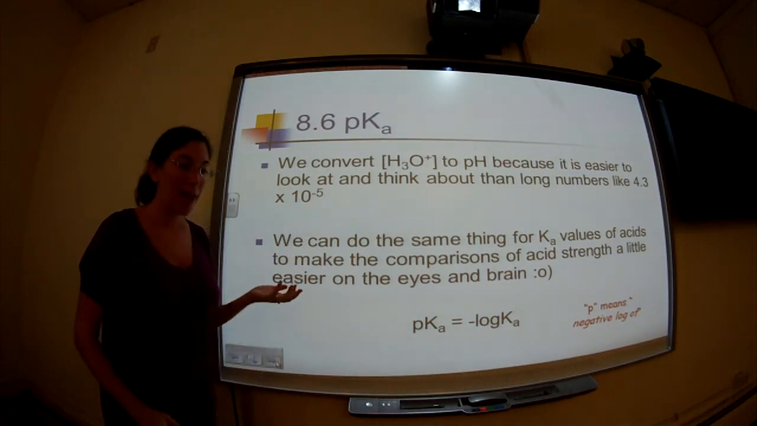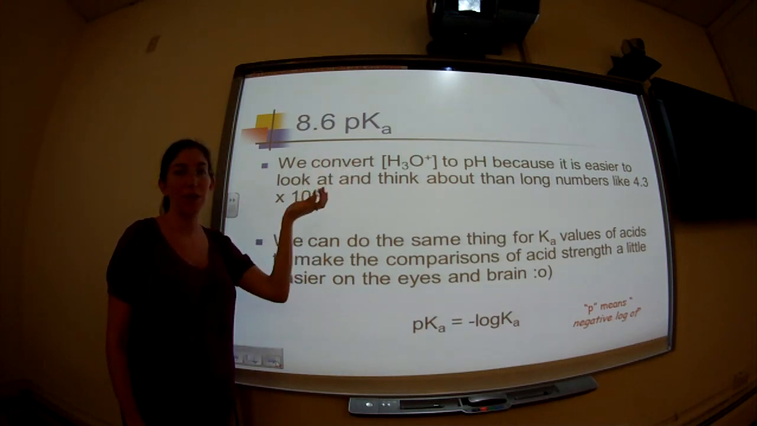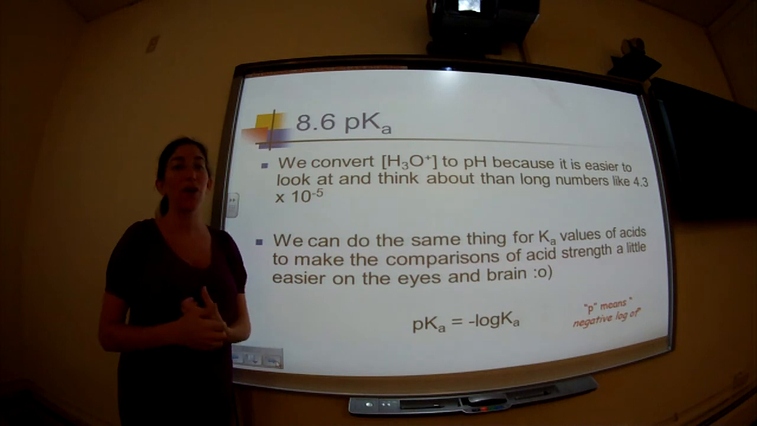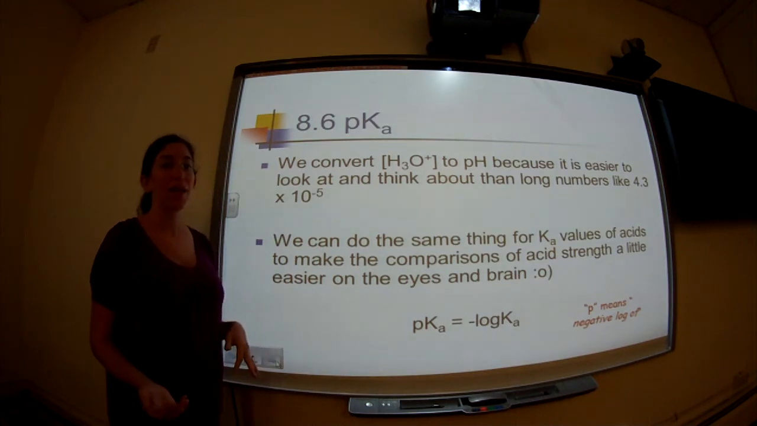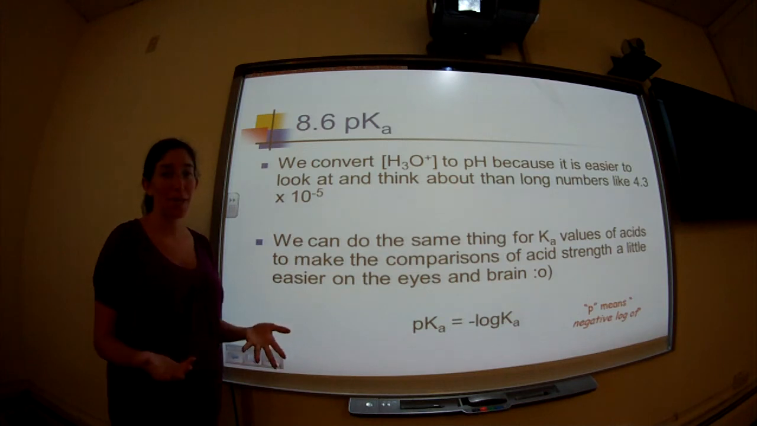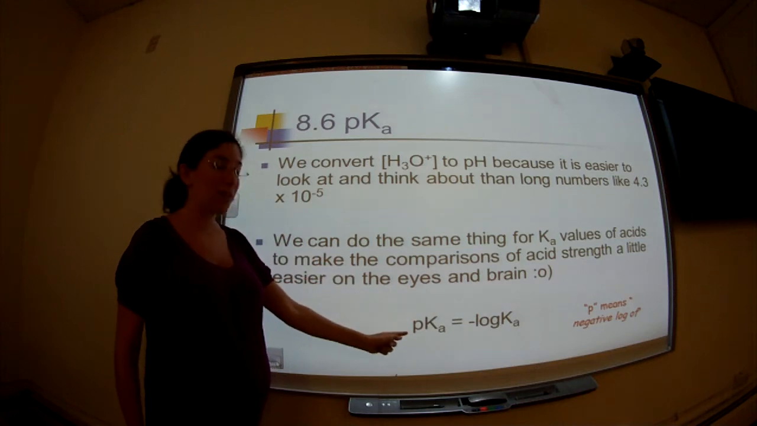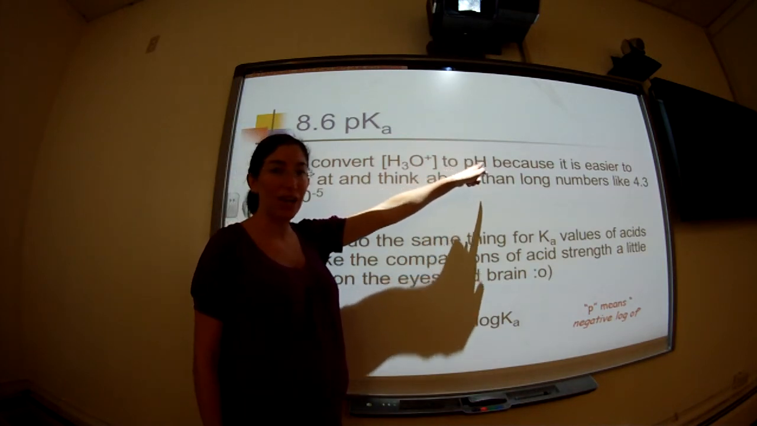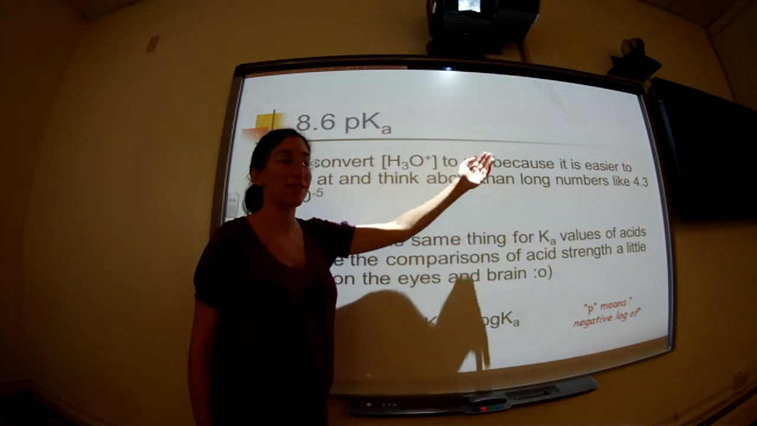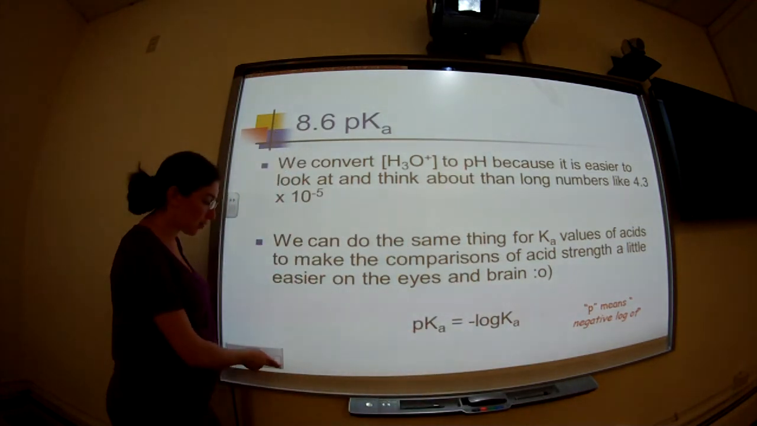So I said that pH is just a way of converting the hydronium ion concentration to a number that's easier to work with. We can also do that with acids and bases with their Ka value. We can convert the Ka or the Kb to a pKa or a pKb by taking the negative log of it. So that P essentially means the negative log of. pH is the negative log of the hydrogen ion concentration, H+. So the pKa is the negative log of the Ka.